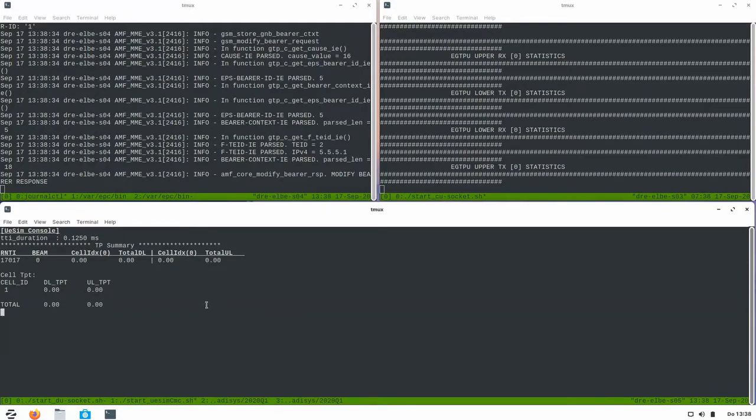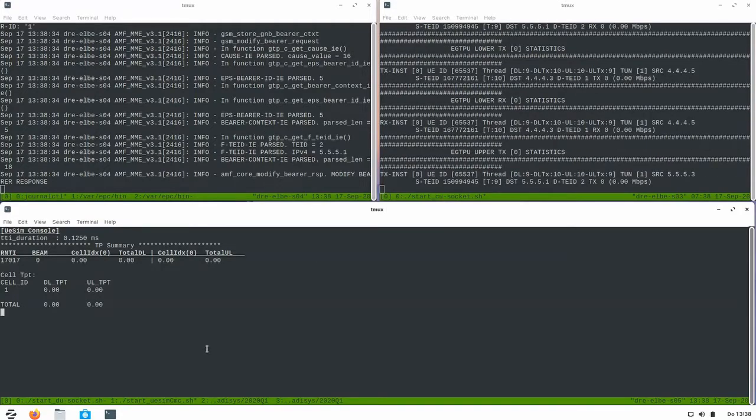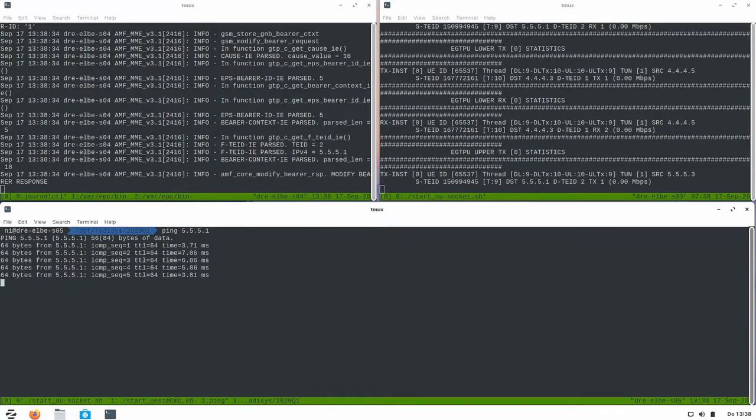So let's see if with this we can now run any data transmission by first doing a ping to the core network. And we see the ping is successful. So we can continue with the actual data transmission.